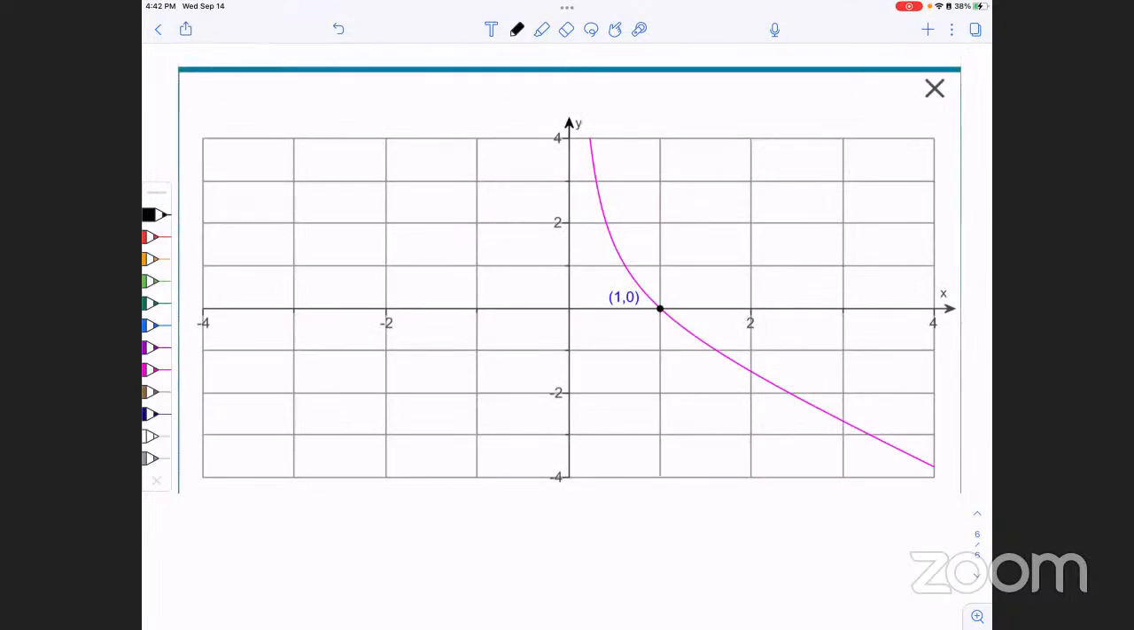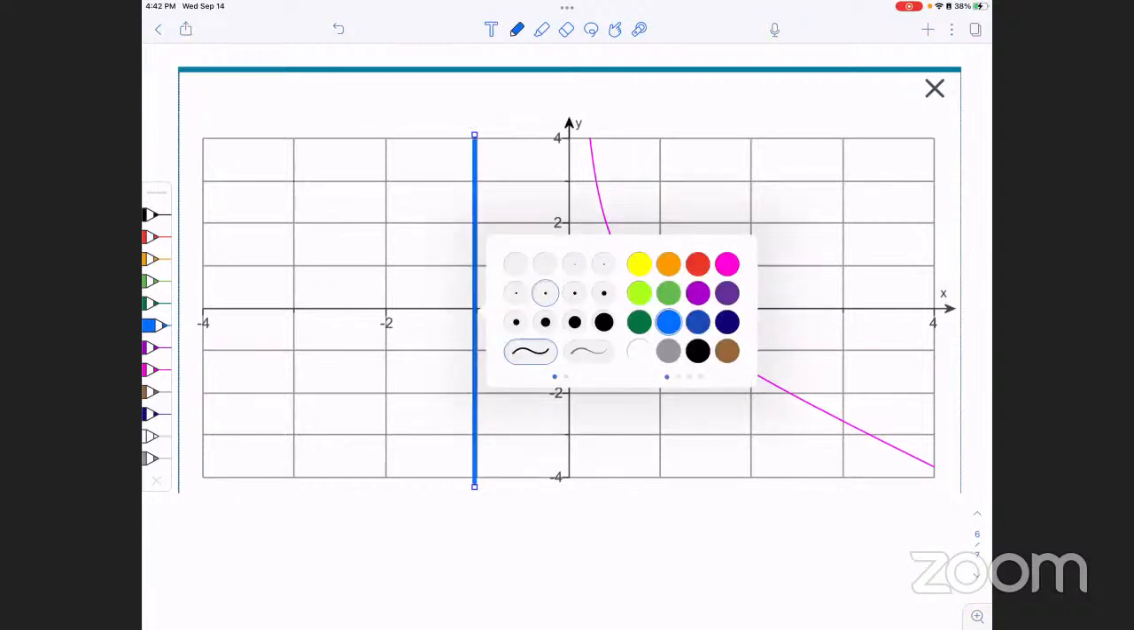So you got a favorite color? Just blue, I guess. Okay. And let's go like this. Style. Let's make it thicker like this.